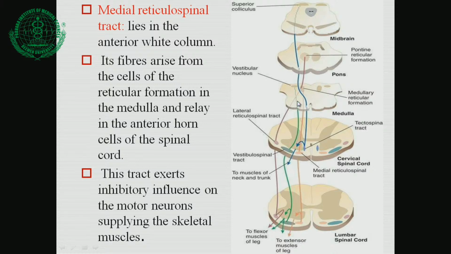The fibers arise from the reticular formation of the medulla. The fibers arise from here and relay in the anterior horn cells of the spinal cord. Here is the relay of the medial reticulospinal tract. This tract exerts inhibitory influence on the motor neurons supplying the skeletal muscle. So this is the medial reticulospinal tract, which lies in the anterior white column.